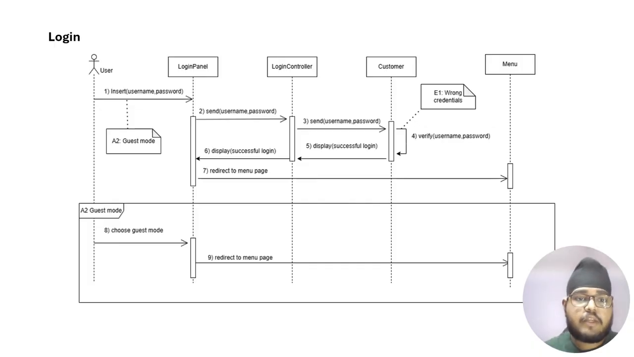Hi, my name is Gurmit and my metric number is 303766, and today I'm going to explain this sequence diagram for login, register and forgot password.